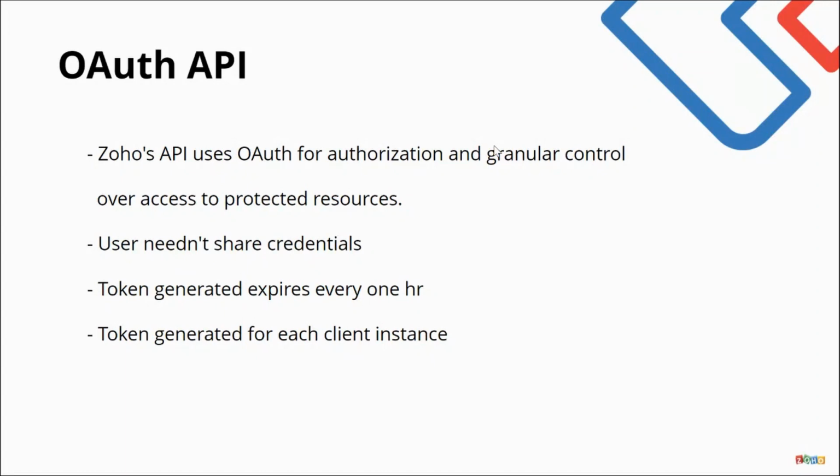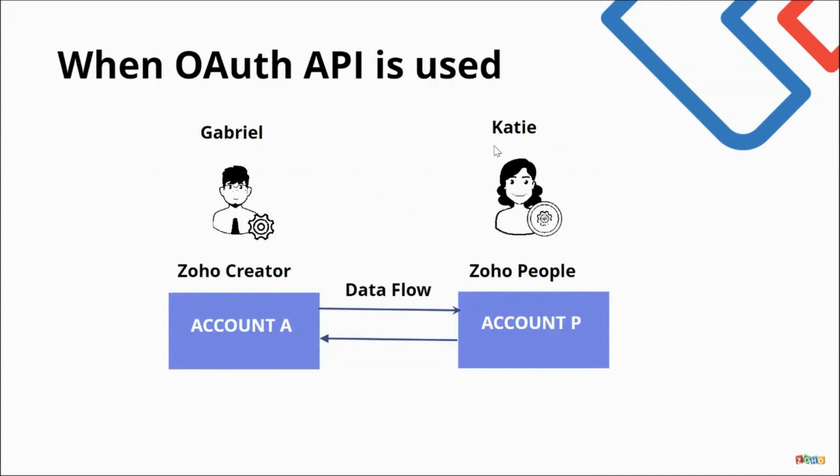So Zoho's API uses OAuth 2.0. Here you needn't share any user credentials, and the access token gets expired every 1 hour. So this token can be generated for each client instance. So to avoid data flow interruption, with the access and refresh token generated, we will use the refresh token to generate new access tokens, and that will be used for the further processes to have access to Zoho People or Zoho Creator. So let's move on to the next slide.